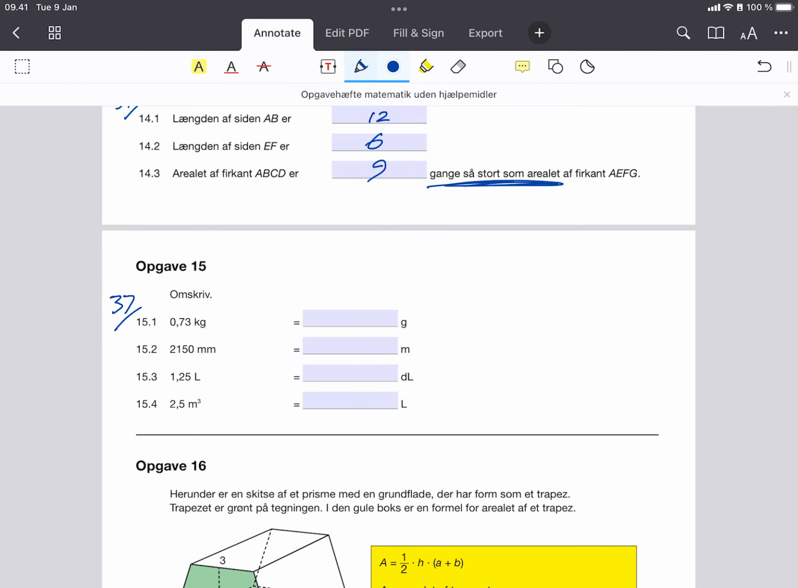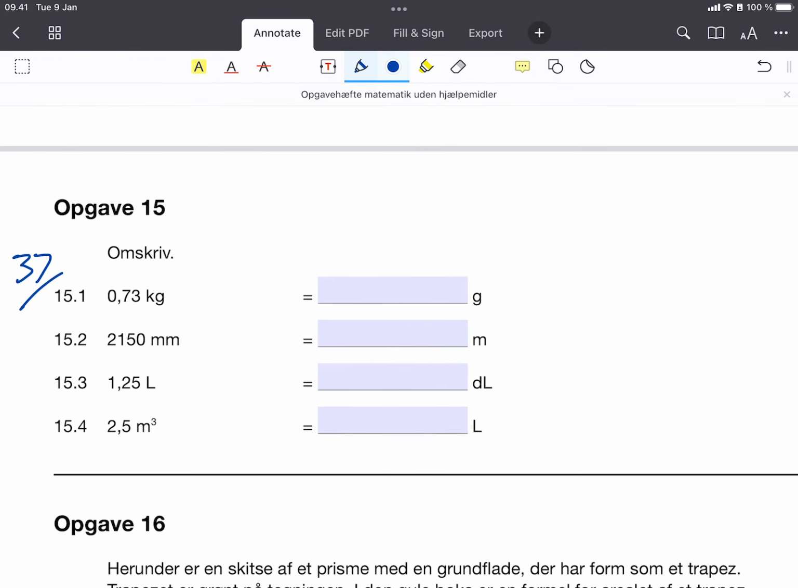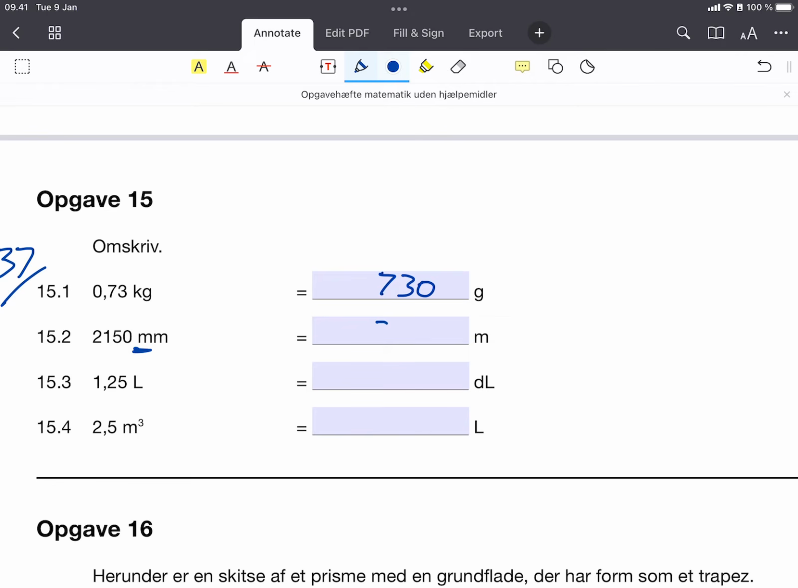Okay, right. So write or rewrite 0.73 kilograms in grams. That's 730. There's 1,000 grams in a kilogram. 2,150 millimeters in meters. So again, that concerns 1,000. Anything with milli or kilo tends to be to do with 1,000. So that's going to be 2.15. Yeah, a meter is bigger than a millimeter, so there's fewer of them.